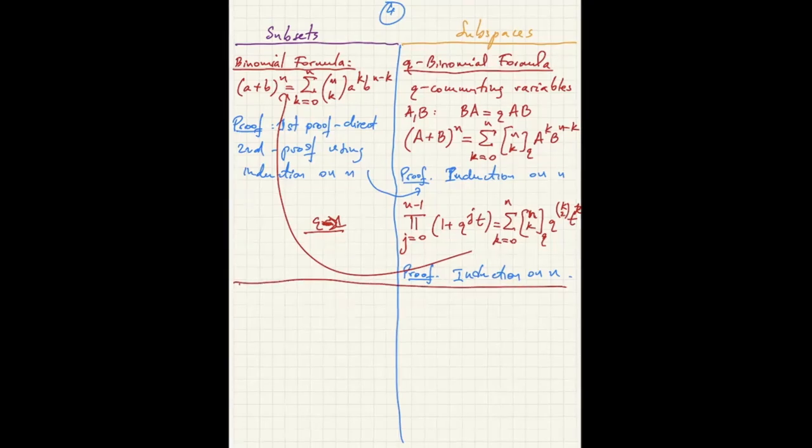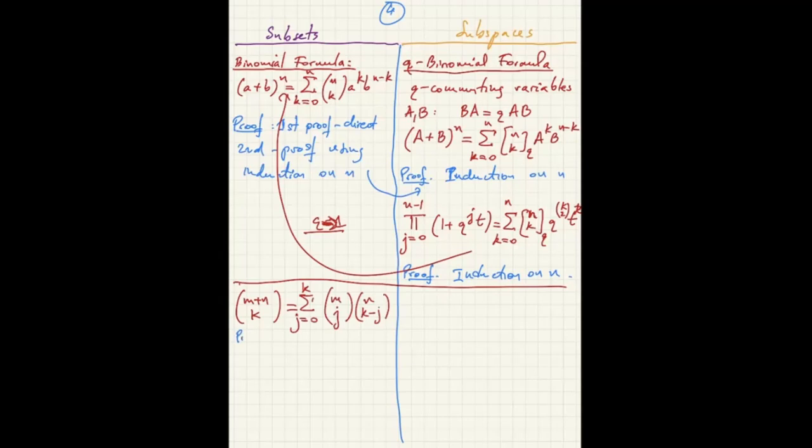I think there's another formula we discussed, the convolution or Vandermonde identity, which says the following: if I look at the binomial coefficient m plus n choose k, you can write this as a summation from j equals 0 to k of m choose j times n choose k minus j.